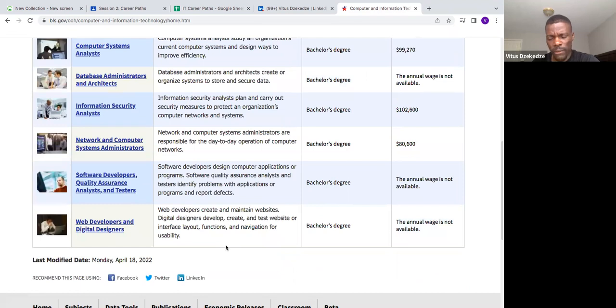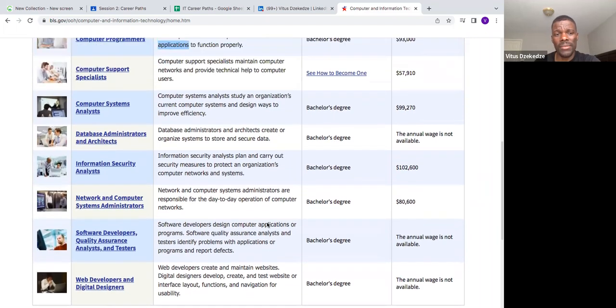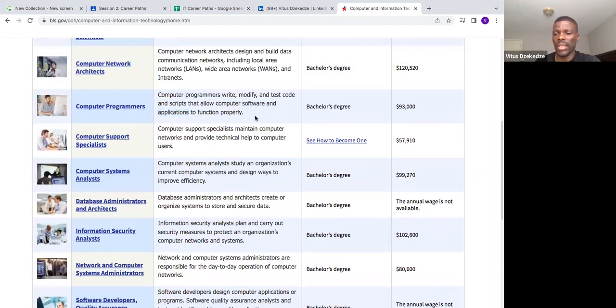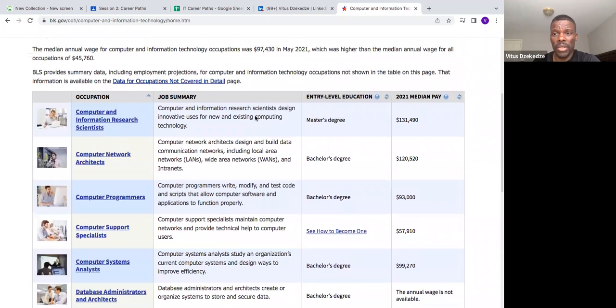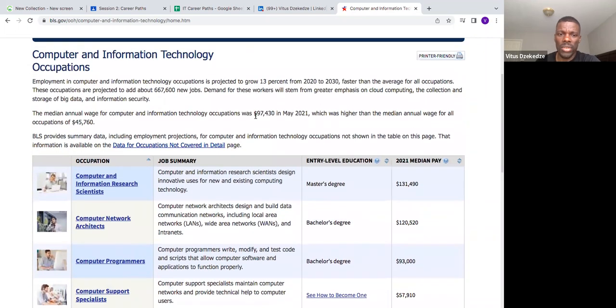Finally, I think this is actually my favorite one: web developers and digital designers. Web developers create and maintain websites. I don't want to say websites, rather web apps, web applications. And they design, develop, create, and test interface layouts, functions, and navigation for usability. So as you can see, there's quite a wide variety of areas in IT that you can learn yourself in. You can pick one that you find curious, one that you excel in, one that you think you'd enjoy doing, and by all means, you should succeed in there.